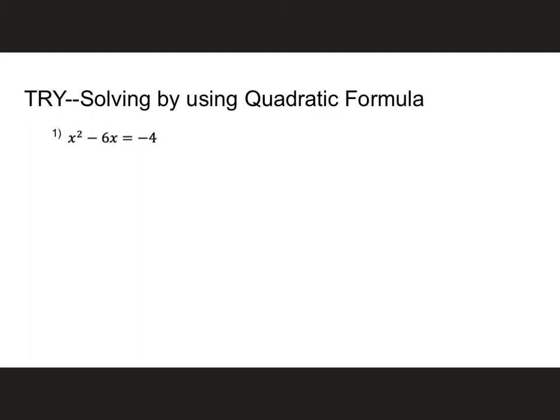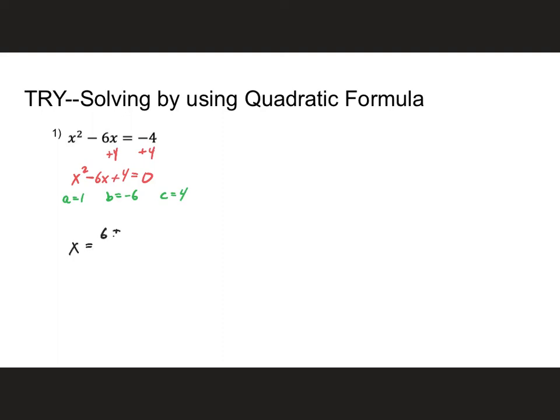Okay, number 1, first things first, make sure it's set equal to 0. So I'll add 4 to both sides. x squared minus 6x plus 4 equals 0. Next, we apply the quadratic formula, so I'll identify a, b, and c, and I'll plug them into the formula.